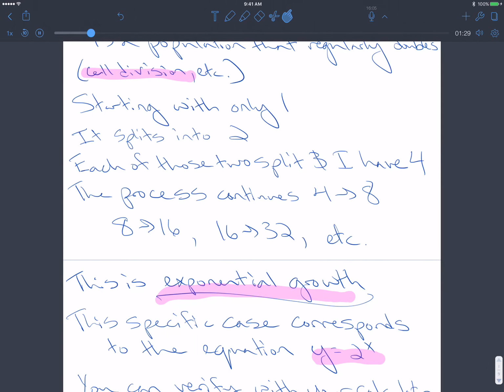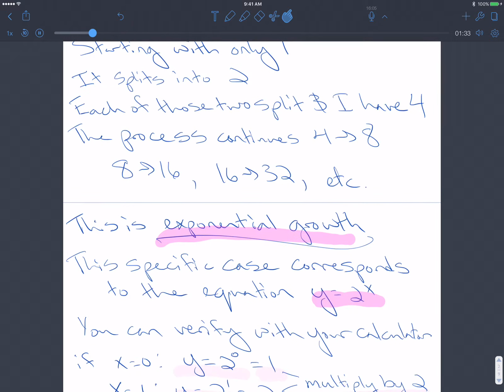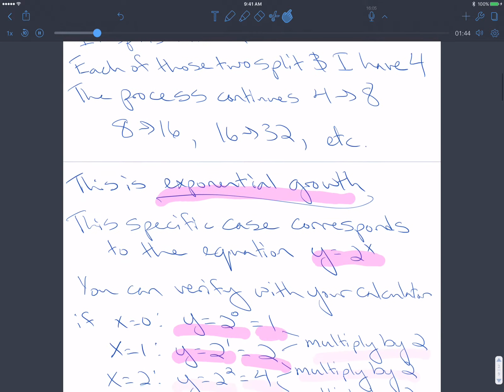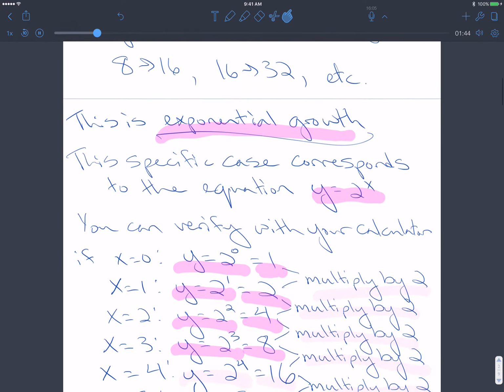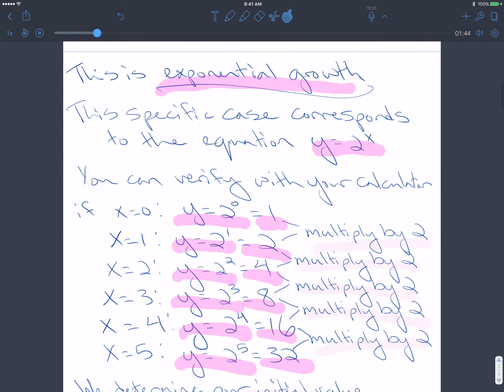You can verify that these numbers are consistent by just substituting them into your calculator. If I substitute x equals 0 into this equation, then I have y equals 2 to the 0. 2 to the 0, if you substitute it into your calculator, will get you a 1. For x equals 1, 2 to the 1 gets me a 2. 2 squared gets me a 4. 2 cubed gets me an 8. And that process continues. 2 to the 4th is 16, 2 to the 5th is 32.